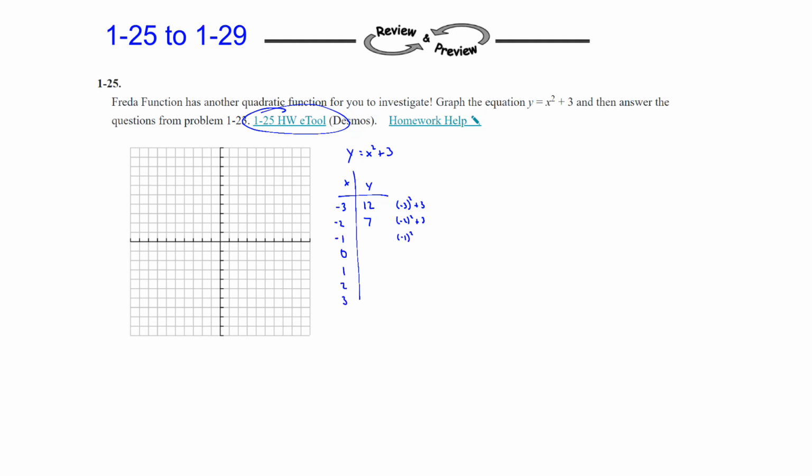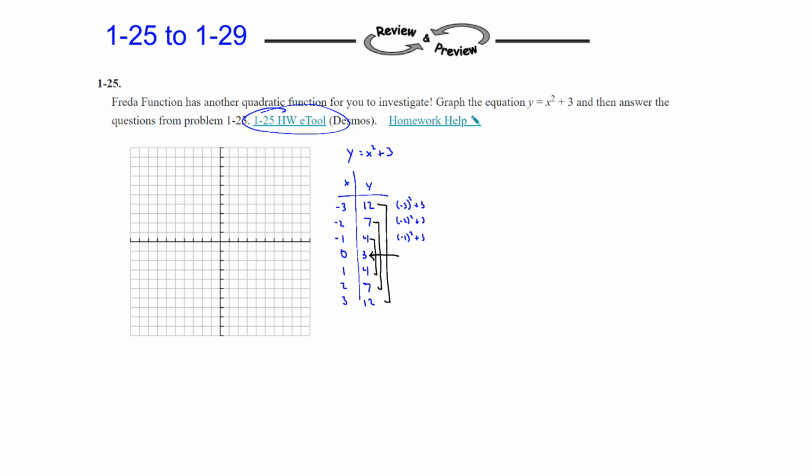-1 squared is 1. 1 plus 3 is 4. 0 squared is 0. So 0 plus 3 is 3. 1 squared is 1. 1 plus 3 is 4. 2 squared is 4. 4 plus 3 is 7. And 3 squared is 9. 9 plus 3 is 12. So hopefully one of the things that you recognize, whether on the table or the graph itself, is that you see these y values repeat, and then there's usually one, or always one, in the middle of all these numbers.